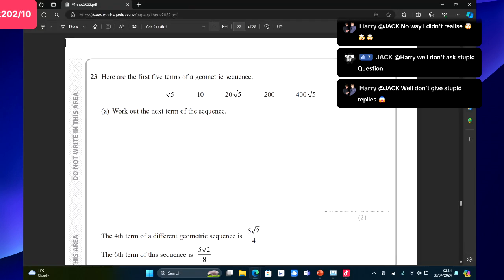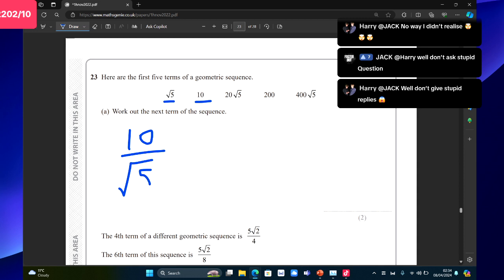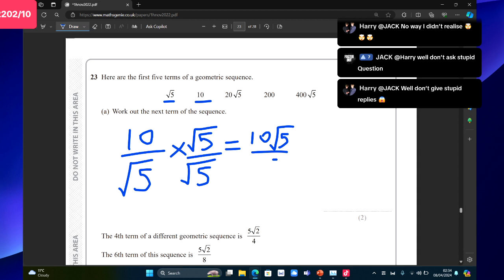To work out the common ratio, I've got to do the second term divided by the first term. I'm going to have 10 divided by root 5. Now I'm going to rationalize this, so times top and bottom by root 5. I'm going to have 10 root 5 on the top, and on the bottom just 5. This now simplifies to just 2 root 5. So that becomes my common ratio. I'm multiplying by 2 root 5 each time. Does that make sense, guys? That is my common ratio, CR.